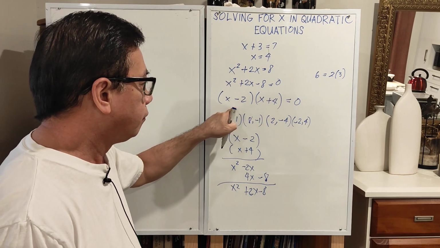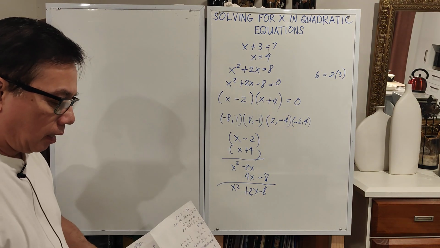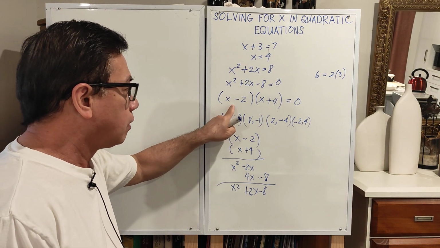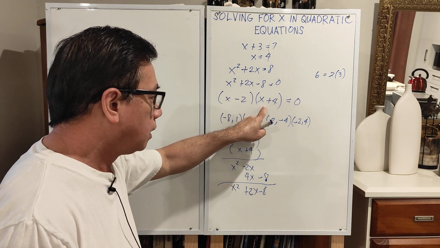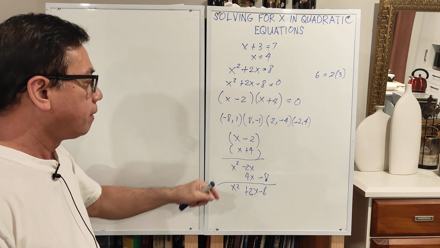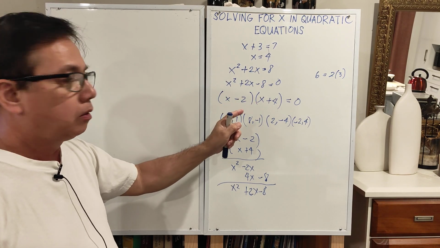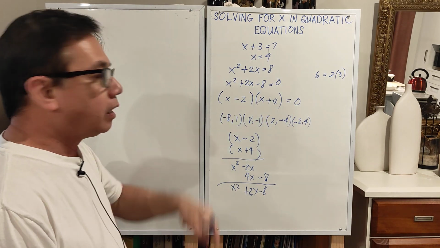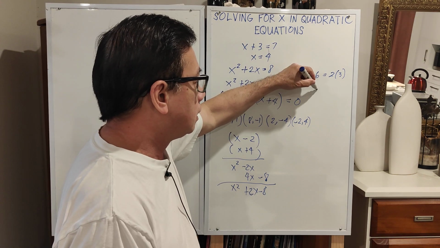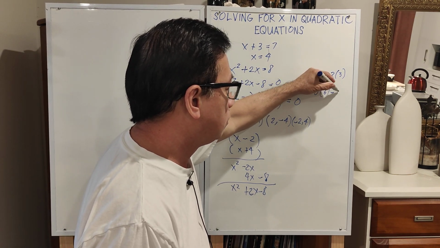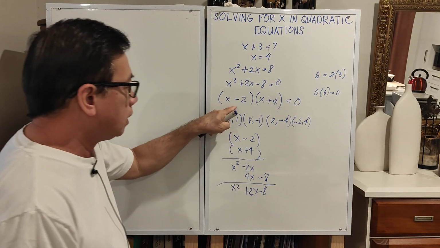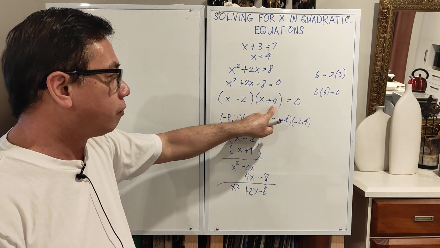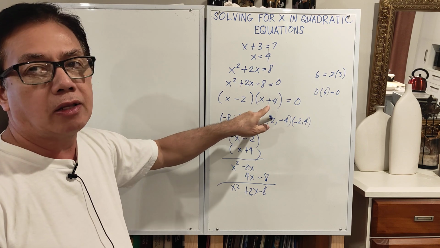Now that we found the two binomials, we can now solve for the value of x. So this one times this one is equal to 0. That means one of them can be 0, so that when we multiply it by the other, we'll have an answer of 0. Any number multiplied by 0 is 0. It's like 0 times 6 is equal to 0. So if we equate this one to 0, we will have a value of x. And also this one, if we equate it to 0, we will also have a value of x.